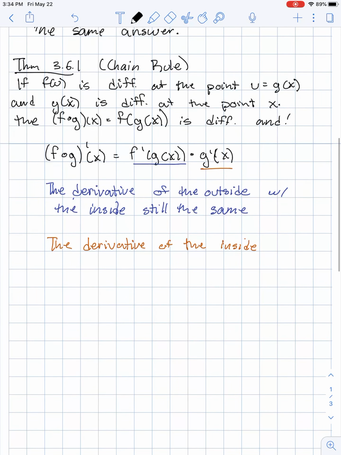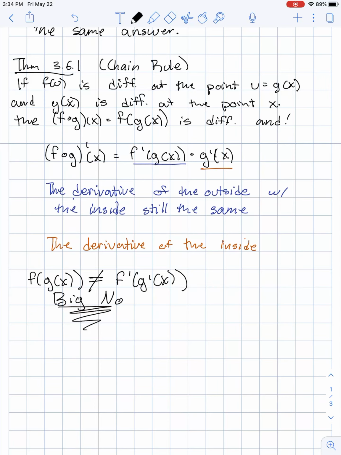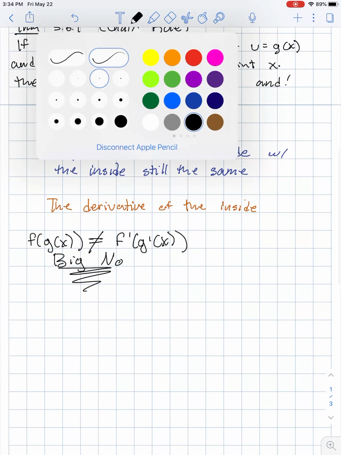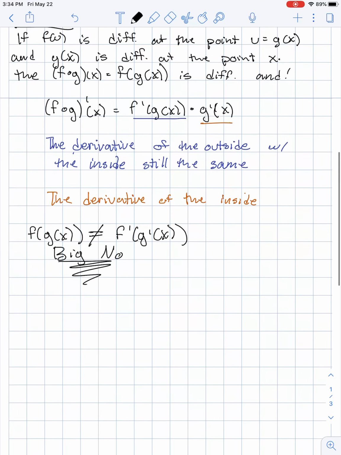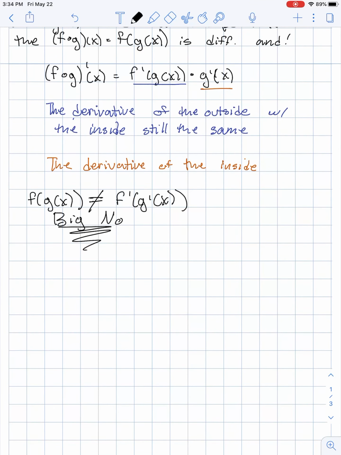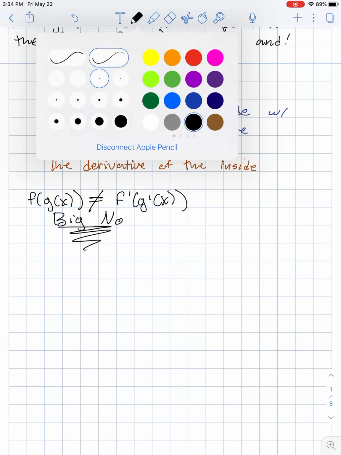So another way that I like to remember chain rule, because it is common to write, if I have f of g of x, it is not equal to f prime of g prime of x. Big no. Don't ever do that. I will be very angry. I'll be very sad too.